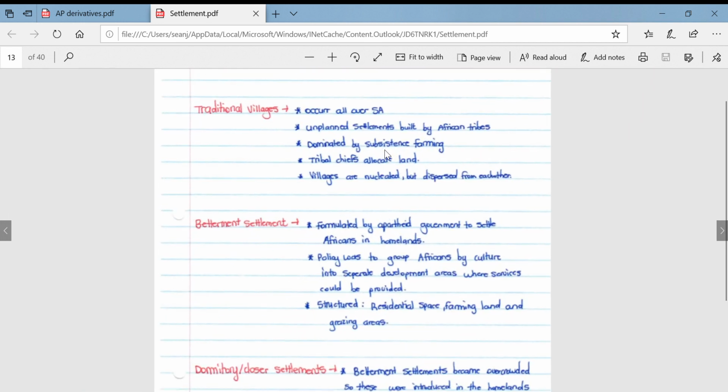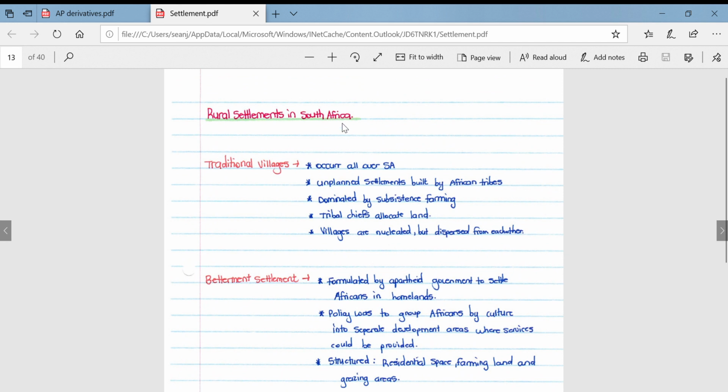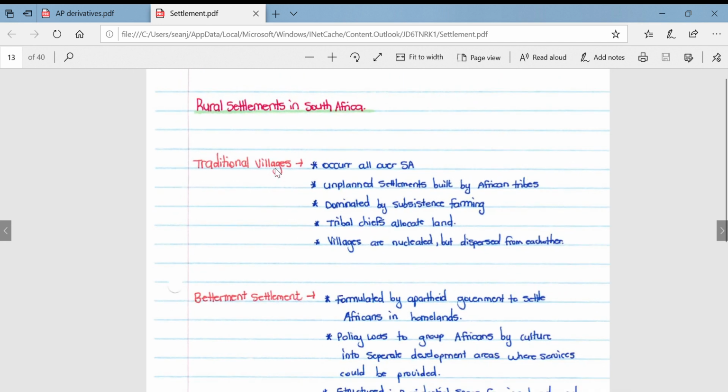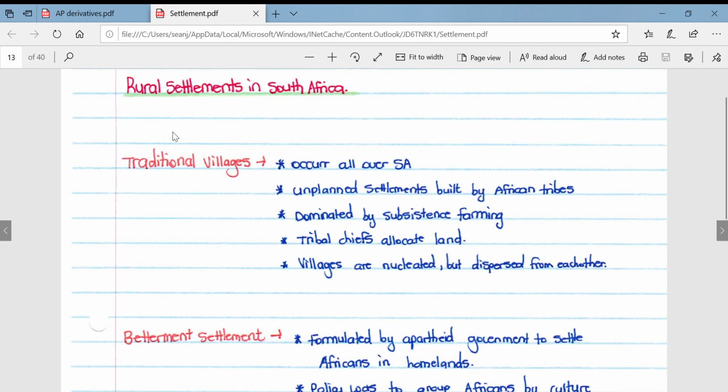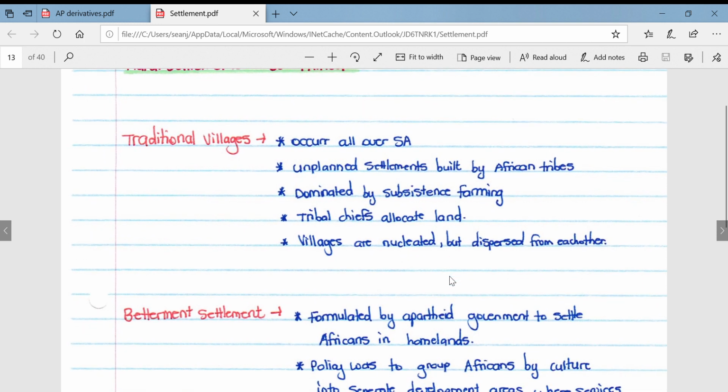Then we look at rural settlements with a specific outlook at South Africa. We get three different types of rural settlements. Traditional villages occur all over South Africa. Unplanned settlements built by African tribes, dominated by subsistence farming. Tribal chiefs allocate land to different landowners, and the villages are nucleated but dispersed from each other.